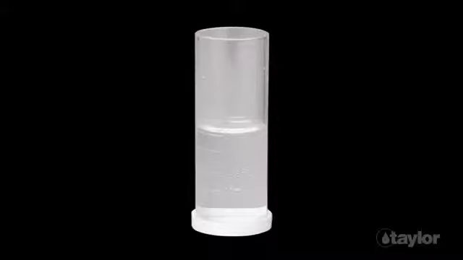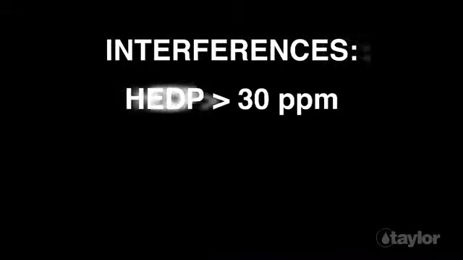The test should be run on a clean, clear sample. Filter out colloidal color and turbidity before beginning the test procedure. High concentrations of HEDP, greater than 30 parts per million, may cause positive interference. To prevent, test for interfering phosphonate, dilute the sample with DI water as necessary, and retest.